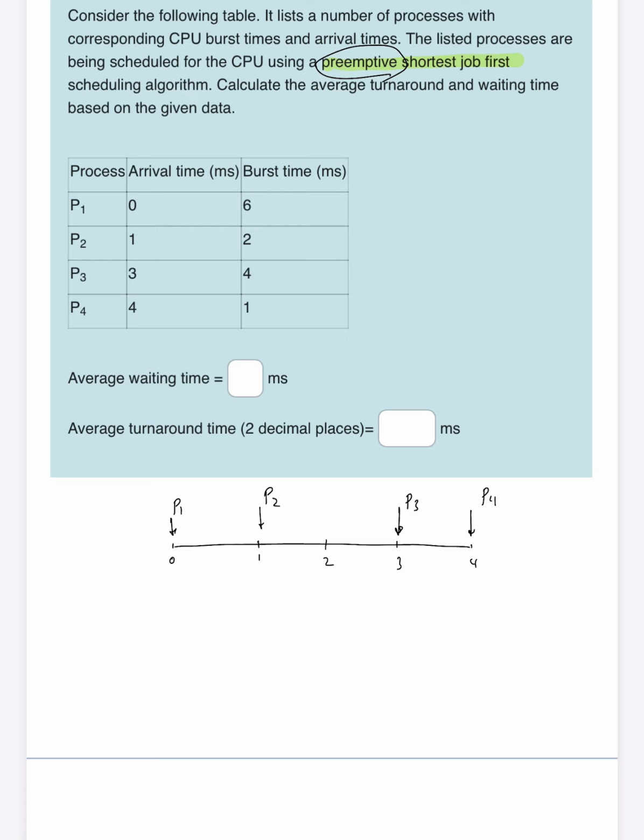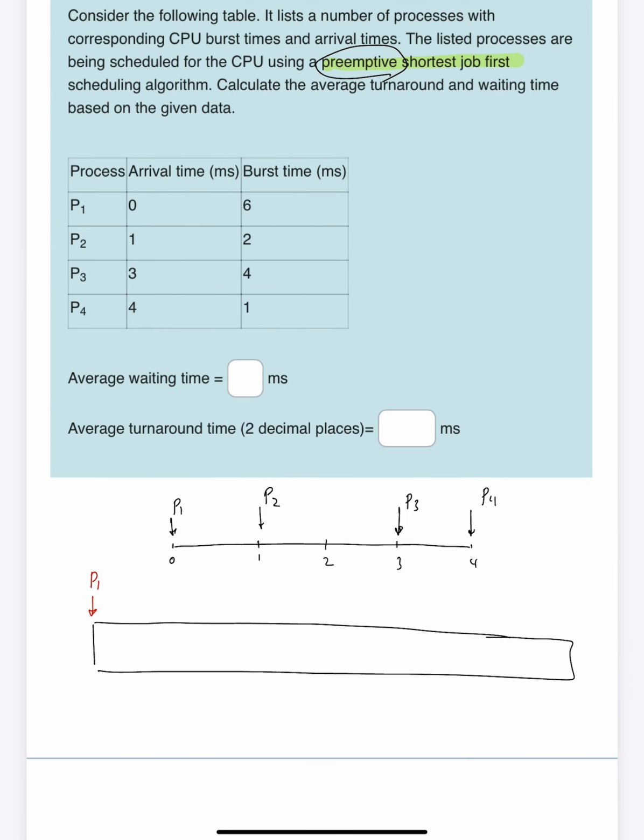For this purpose, for the Gantt chart, which is very important, I show the arrival time of each process here because it helps me to know at what point I need to stop and look at the different processes and their burst time. So this is millisecond 0, millisecond 1, P2 arrives, millisecond 3, P3, and millisecond 4, P4. So in that case, I know what happens and I can switch between different processes.